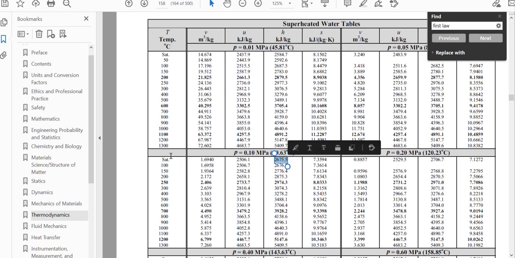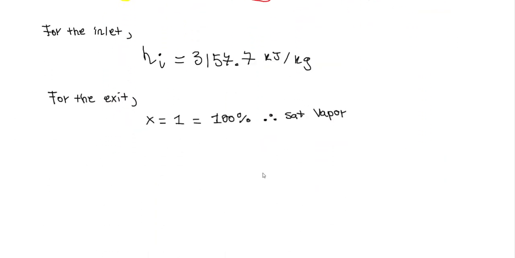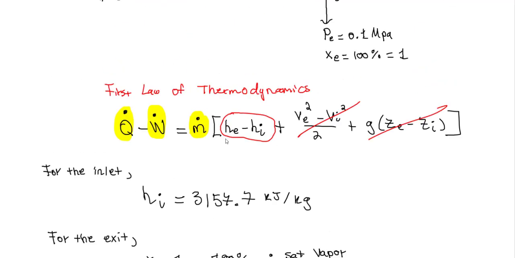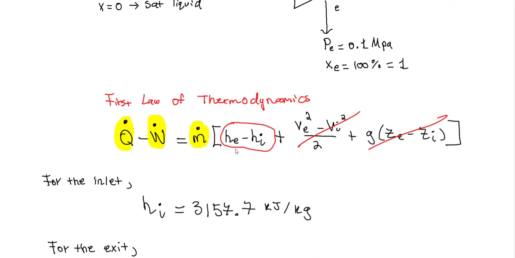It's just going to be this value. Note here it says SAT, saturated. This is our saturated value at this pressure and this temperature. This is the enthalpy at the exit. It's going to be 2675.5. So let's write that down. We have H sub E equal to 2675.5 kilojoules per kilogram. And now we have everything we need in order to plug in the first law of thermodynamics.